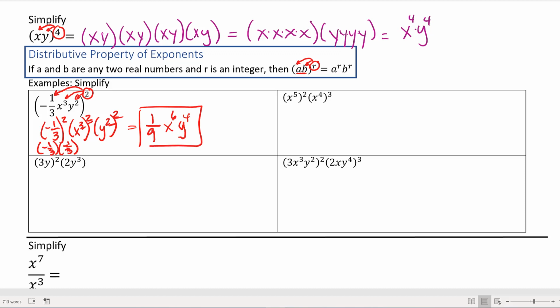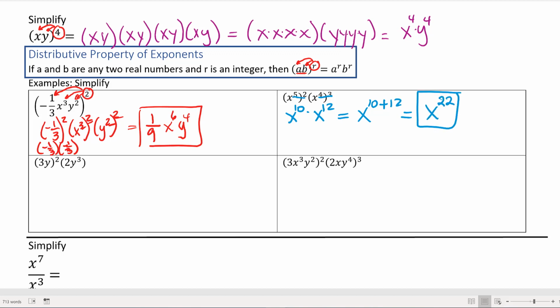So not only did I use the distributive property of exponents, I also used the power property of exponents where I had to multiply the two exponents that were right next to each other. All right, here we have, actually this is more of a power rule. 5 times 2, that's going to be x to the 10. 3 times 4, that's going to be x to the 12. And now, after I've used the power rule, now I'm going to use the product rule where I have two bases, two exponents. Now I actually add the exponents and get x to the 22.